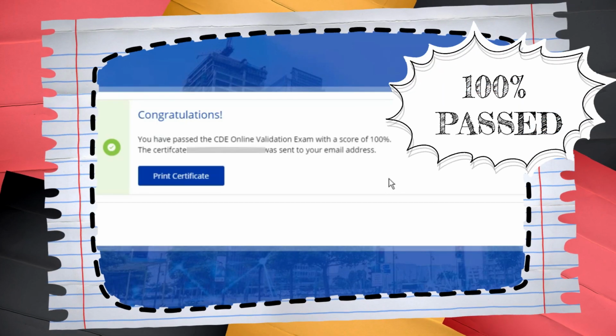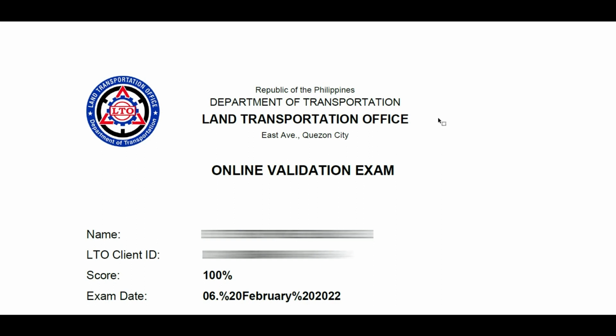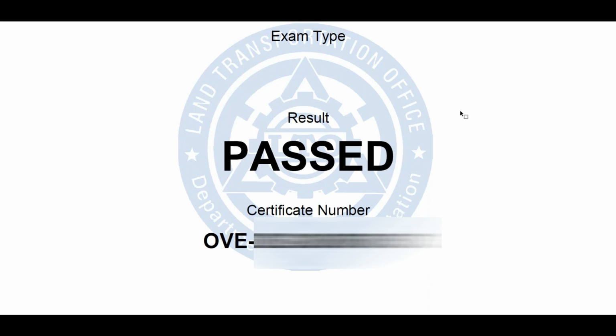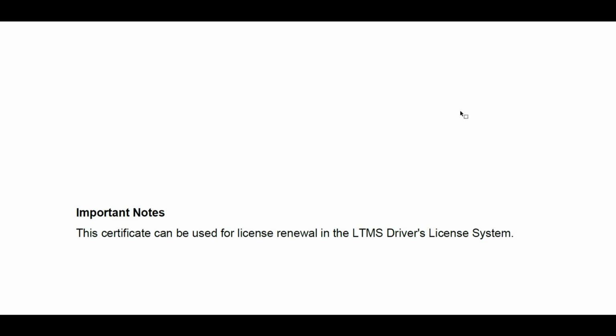Yay! I got 100! So press the print certificate button. On the online validation exam certificate, there's your name, LTO client ID, your score, and your exam date. And then on the middle part, the exam result that says pass is there, plus your online validation exam certificate number. At the bottom of the certificate, it says that this certificate can be used for license renewal in the LTMS driver's license system.